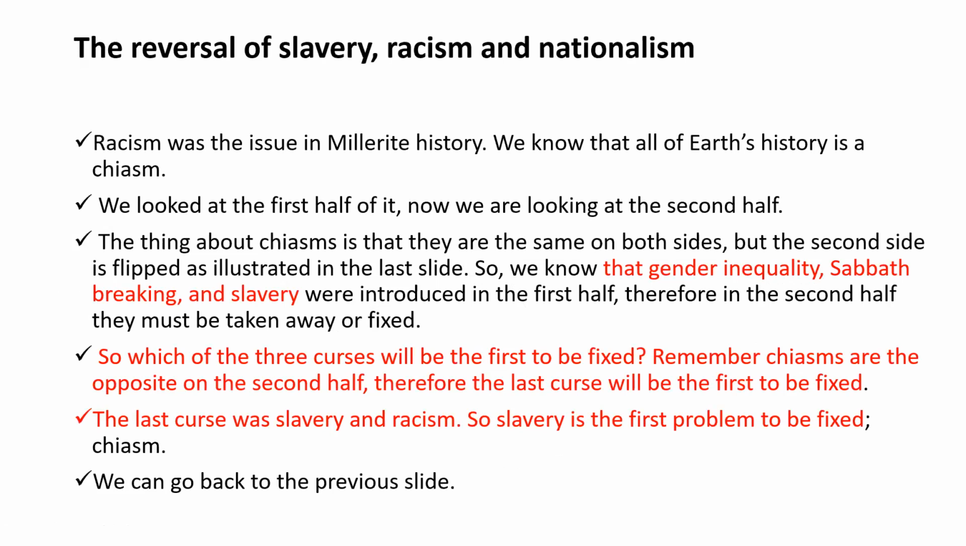So now we are going to be looking at the other side of this chiastic structure: the reversal of slavery, racism, and nationalism. Racism was the issue we all know in the history of the Millerites, like what we discussed earlier in the week at the prayer meeting. So we know that all of Earth's history is a chiasm, like I have discussed earlier. We have looked at half of it, and now this is the second half. Gender equality, Sabbath breaking, and slavery were all introduced in the first half. Now we are going to see them being restored. So how they are going to be restored is the issue here.